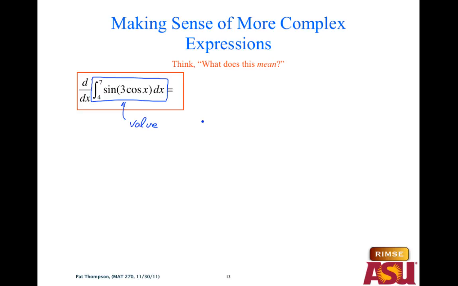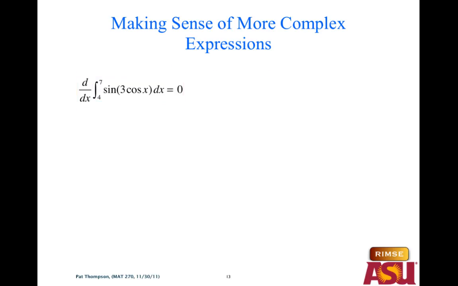And then in the red box, what are we doing then? We're going to take the derivative, or the rate of change, of what's in the blue box. What is it? It's 0, because it's the rate of change of this expression, which is just a number. It's just an amount of accumulation.